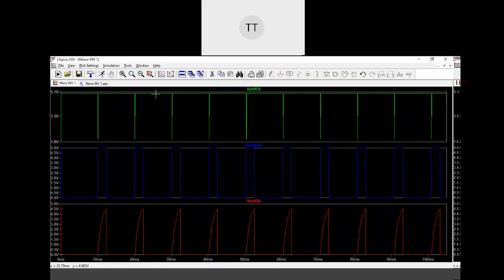So what is the moral of the story? What is the summary? The trigger should go below VTL to get a trigger signal. For a valid trigger signal in case of a 555 timer, the V trigger should always be lesser than VTL. Done?